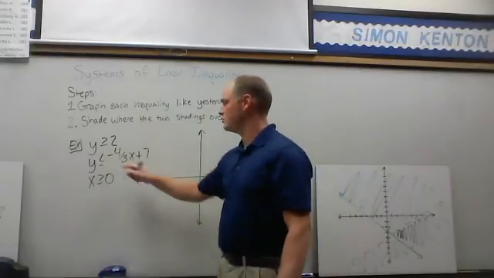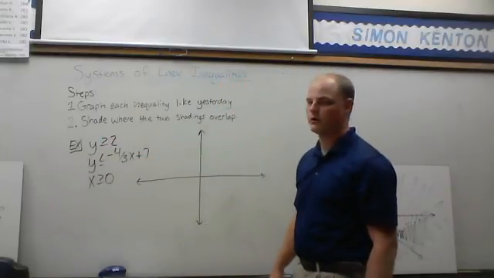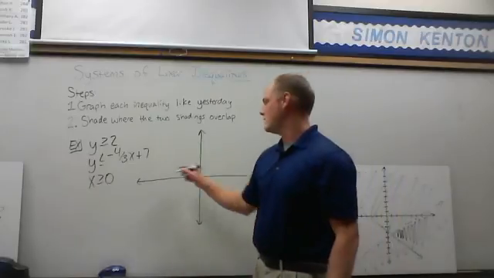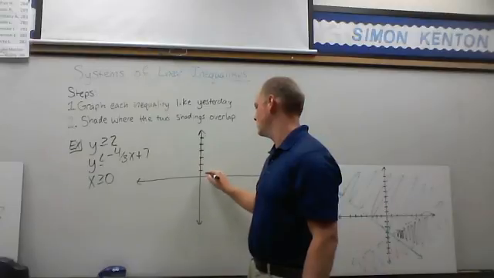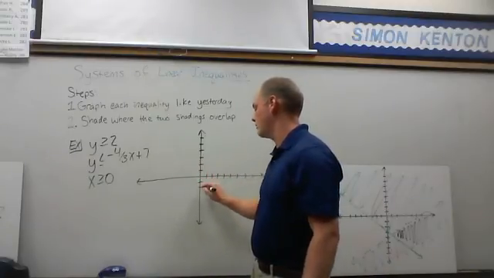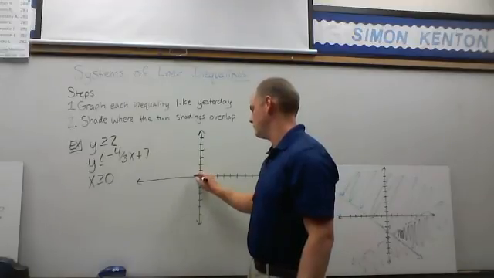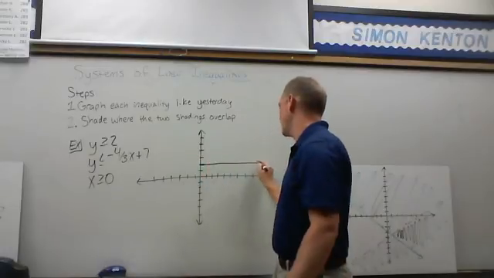So my first one is y is greater than or equal to 2. It's either horizontal or vertical. Hopefully you remember y equals, those are horizontal. So I'm going to go up 2 and make a horizontal line. And this one was solid, so it's a horizontal line, looks like this.